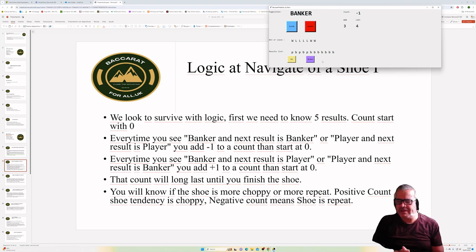Sometimes you get shoes that are minus 10, minus 11. They are not so frequent. And actually, those shoes are very good for the Baccarat predictor. Okay, those shoes are very good.